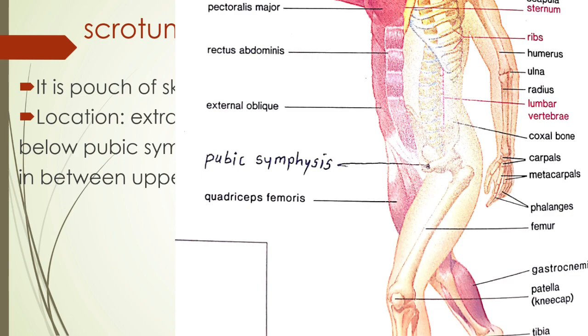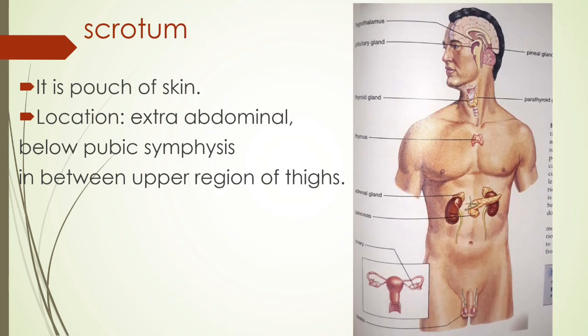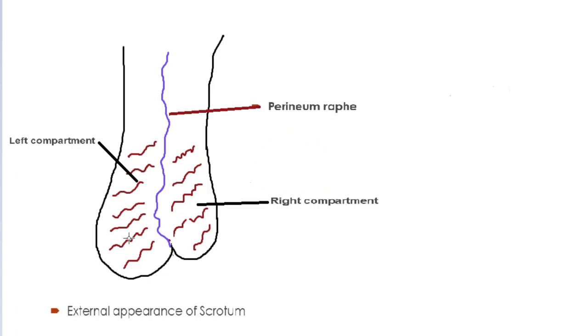Okay, and the scrotum is found in the upper region in between the two thighs. Okay, so in the figure you can also see that in between the two thighs, in the upper region of the two thighs, this scrotum is found. Okay, now in this figure, okay, this is the figure that is showing the external appearance of a scrotum.